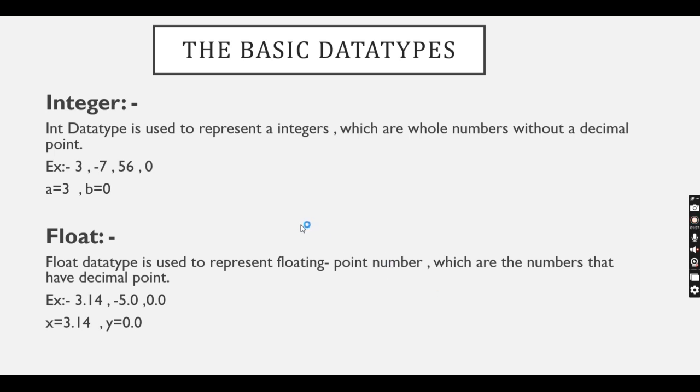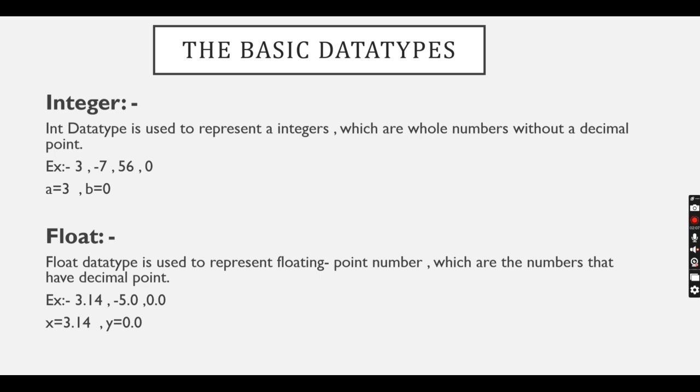First of all is the integer. The int data type is used to represent integers, which are whole numbers without a decimal point, like 3, -7, 56, 0. In Python we assign it as a = 3, b = 0, right? So the int data type has no decimal points, they are whole numbers. Suppose you have gone shopping and you will buy books. You will not say that you want 5.5 books, half of a book. You will tell the value in whole numbers only, like I want 3 books, I want 10 books.